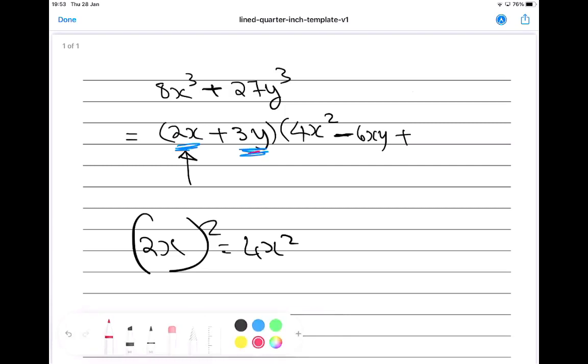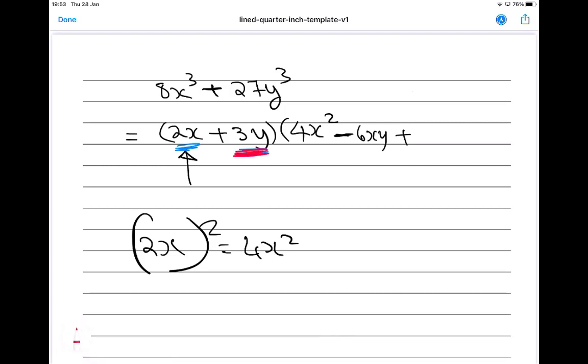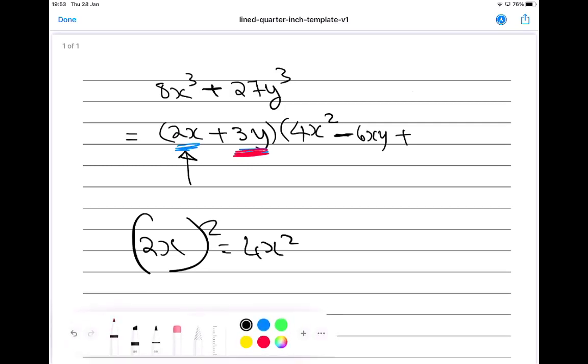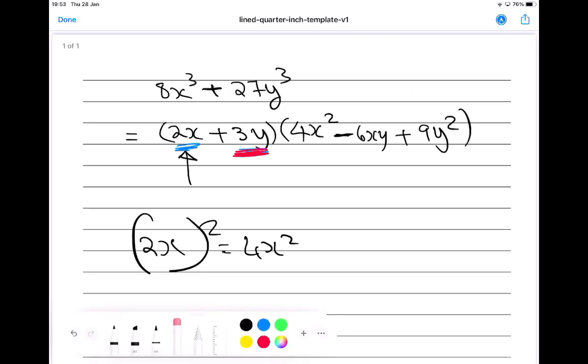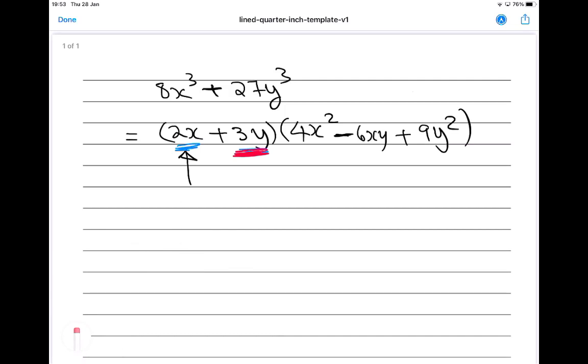Now we need to take 3y and square it. If you square 3y, in other words, 3y multiplied by 3y, that will give you 9y squared. And that will be the answer for this question.